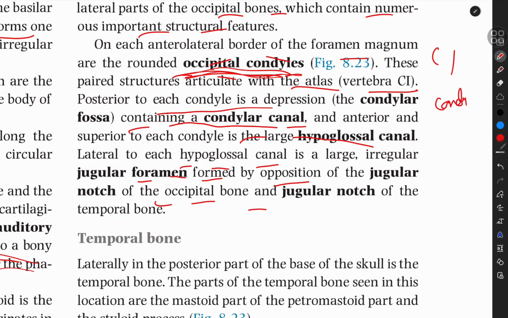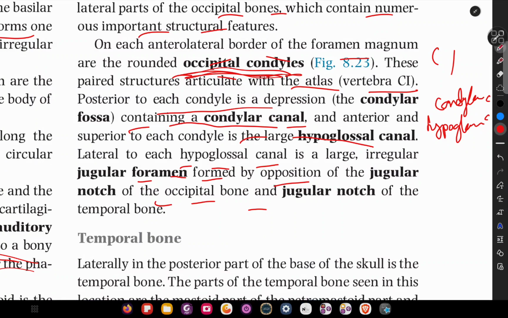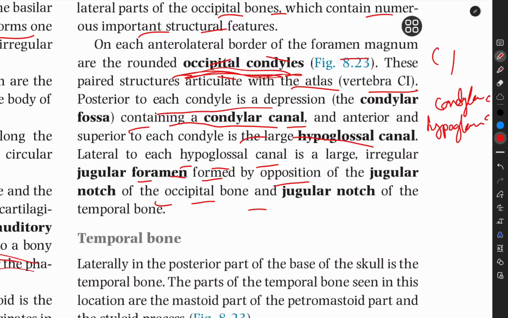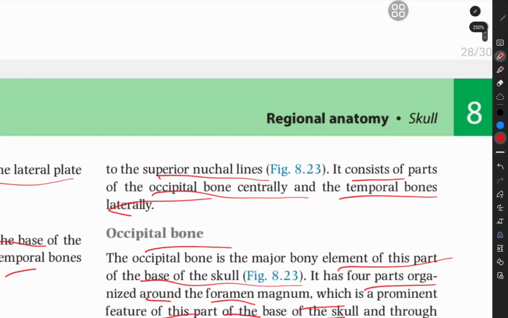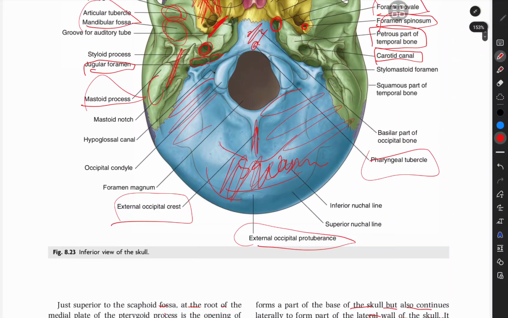Okay, so condylar canal, hypoglossal canal, and the jugular notch. Jugular notch, jugular foramen. The hypoglossal canal is inside here. That is the occipital condyle.